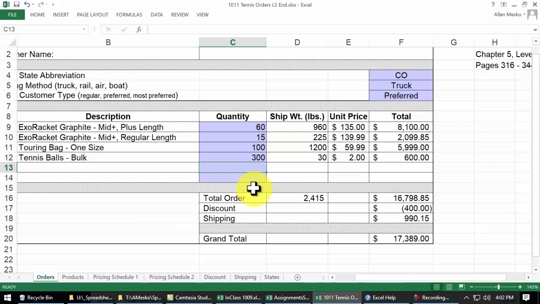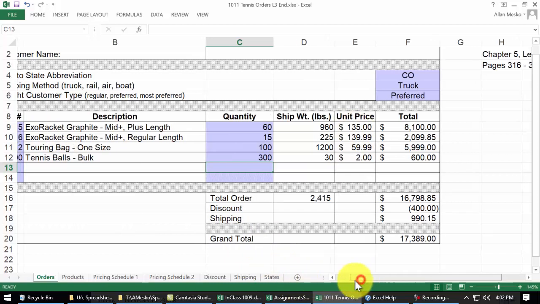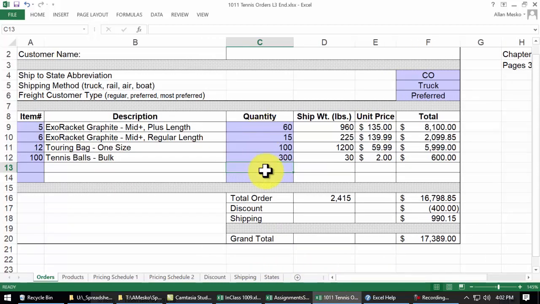So that was a complicated formula, but it uses all those functions that we talked about, and it allows us to write a formula that the user never sees. They just say, here's what I want, here's how many of each I want. This finds the price, this finds the shipping weight and multiplies it times that.